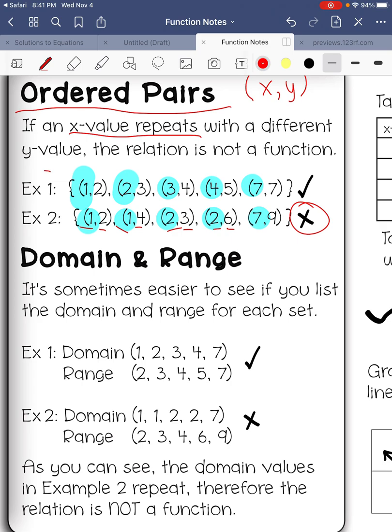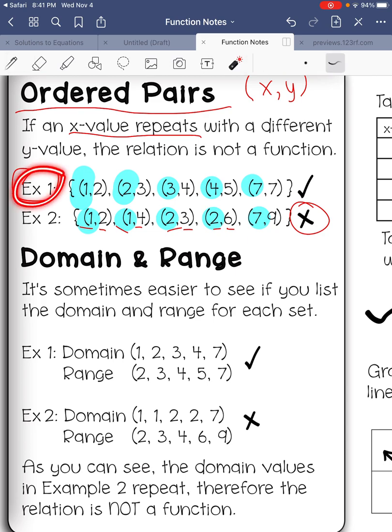So here, if we take example 1, we're looking at only those X values. Just like here where I had 1, 2, 3, 4, 7, we now put those together. And where we had 2, 3, 4, 5, 7, I put those together down here. Now looking at that, I can look at my domains and see that none of my numbers repeat. So I know it's a function. So that's why we have that check mark.